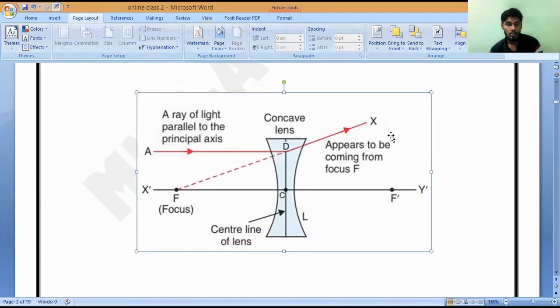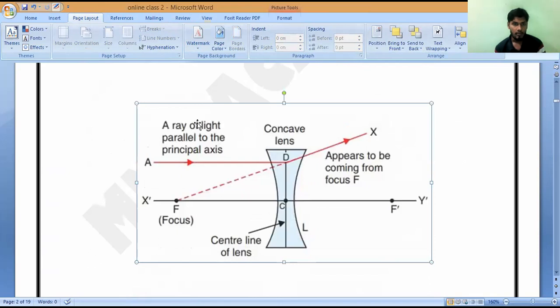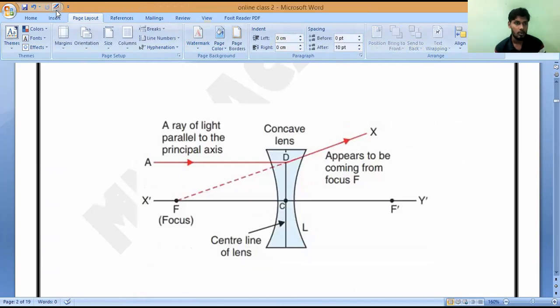Do you understand? Yes or no? Now you may observe here, all of you. So this is the first rule. When you insert the incident ray parallel to the principal axis, what is happening? You can observe carefully: till the middle of the lens it goes in a straight line. Later it is diverging away from the lens.